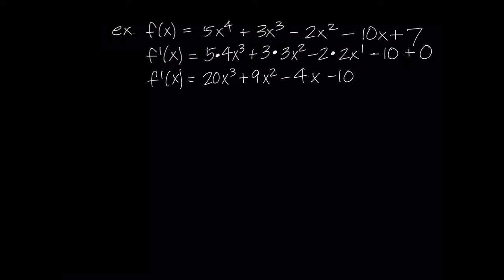And keep in mind that this formula gives us the slope of the tangent line at any value x. So f prime of 7 will be the slope when x equals 7. F prime of 2 will be the slope when x is 2.